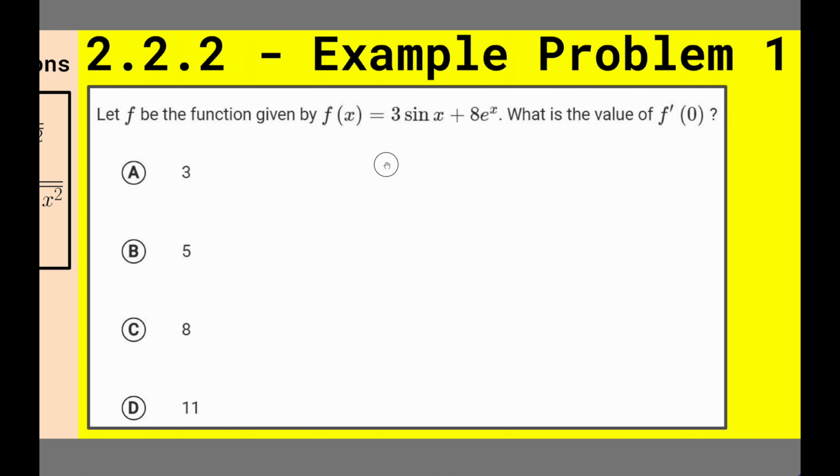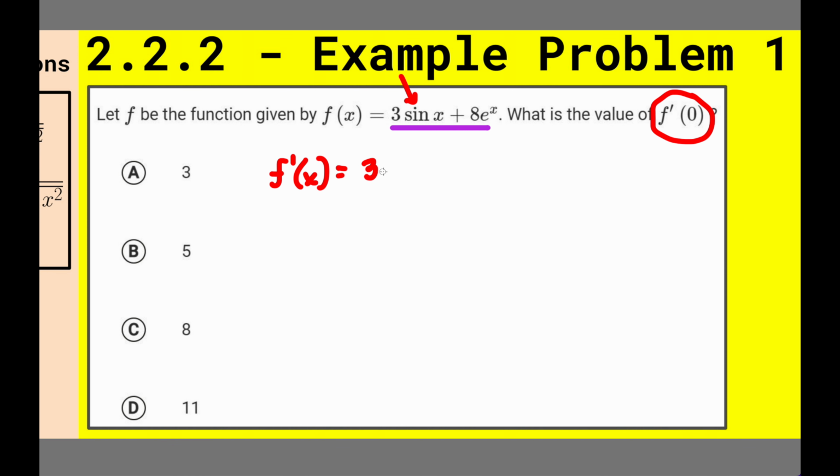Okay, example problem number 1: let f be the function defined right here. What is the value of f prime of 0? The first thing you need to do whenever you see this, since it says f prime of 0, is find f prime of x first. Once you find f prime, then you just plug in 0 for x, and then you can find f prime of 0. So the first thing we're going to do is find the derivative of 3 sine x.